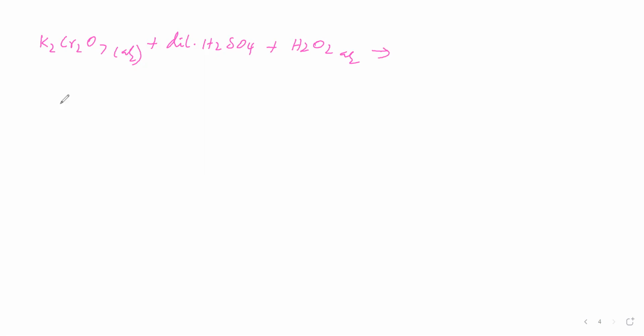In the test tube, first we have taken potassium dichromate, which is orange in color. Dilute sulfuric acid we added, that is colorless. Hydrogen peroxide solution we added, that is colorless. So this entire solution will appear blue now. Why is the entire solution appearing blue? Because we got CrO5. CrO5 is formed, and that is giving a blue color to the solution.